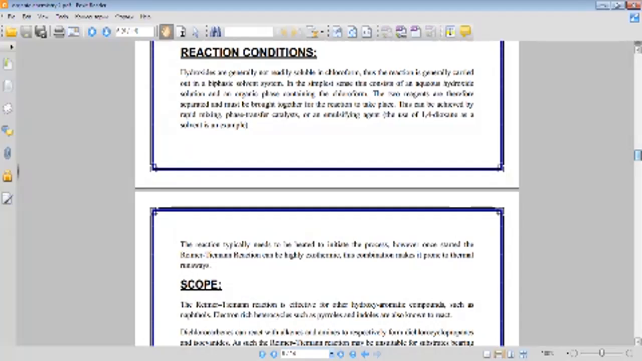The reaction typically needs to be heated to initiate the process. However, once started, the RT reaction can be highly exothermic. This combination makes it prone to thermal runaways.